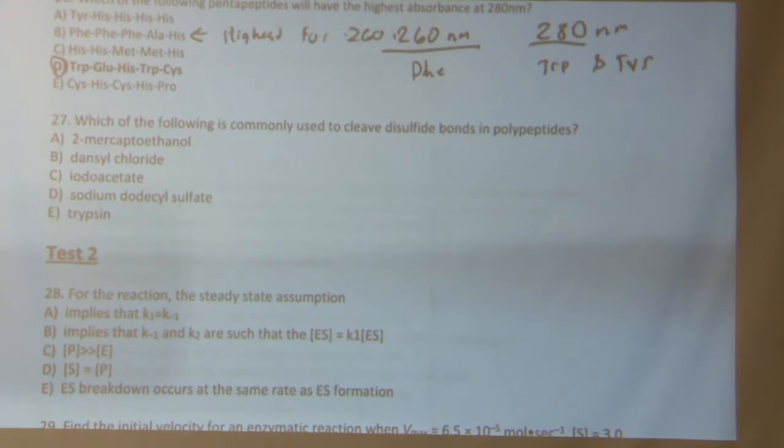Which of the following is commonly used to cleave disulfide bonds in polypeptides? A, 2-mercaptoethanol. B, dansyl chloride. C, iodoacetate. D, sodium dodecyl sulfate. E, trypsin. A.